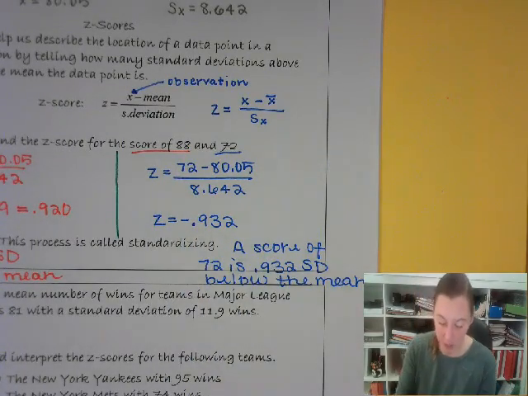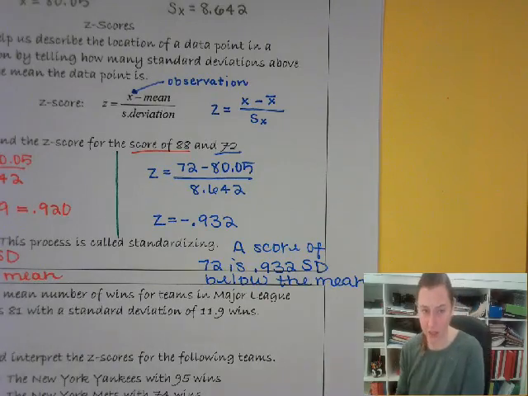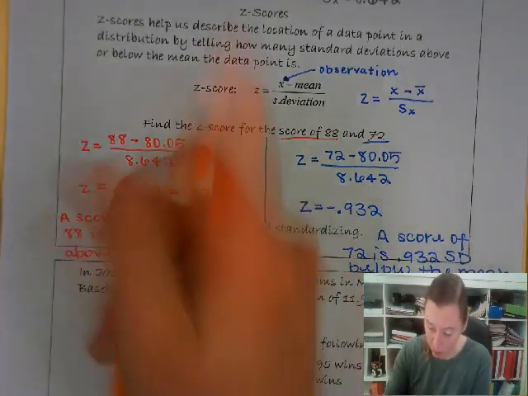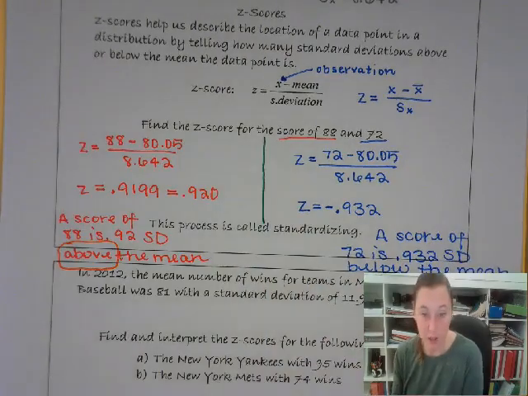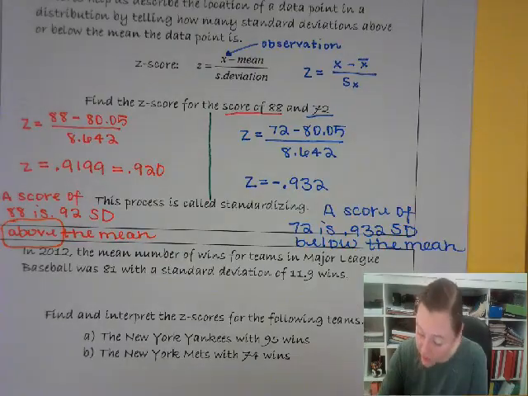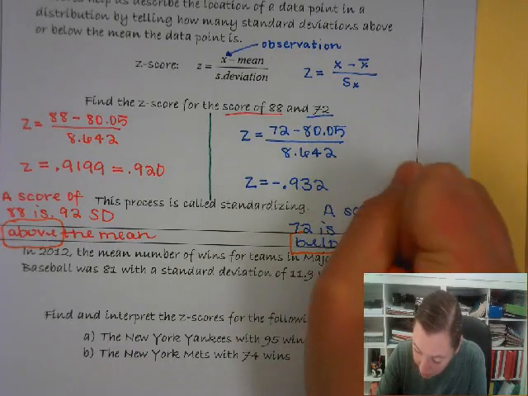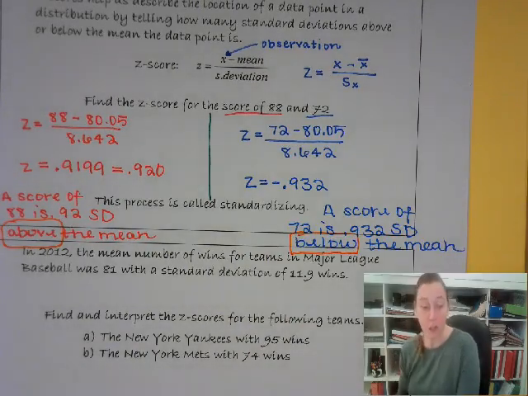So notice on this one, a positive z-score means our score observation is above the mean. A negative z-score means that our score observation is below the mean.